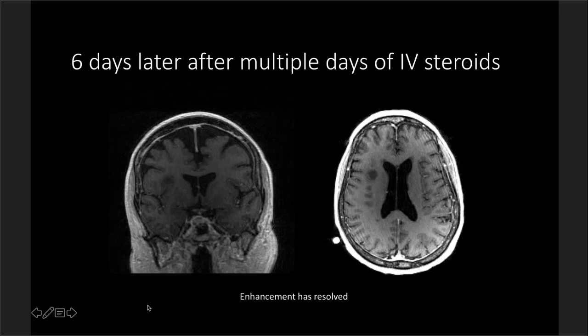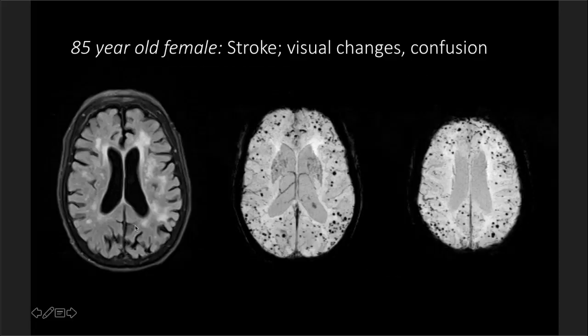Here we have an 85-year-old female with stroke, visual changes, confusion, and what we see on the SWI image is that we have innumerable foci of susceptibility artifacts scattered throughout the brain. This is similar in appearance to the hemorrhagic metastases that we saw earlier, but we don't see any lesions on the FLAIR, and when we give this patient contrast, we have no enhancement. So what we're dealing with here is cerebral amyloid angiopathy.